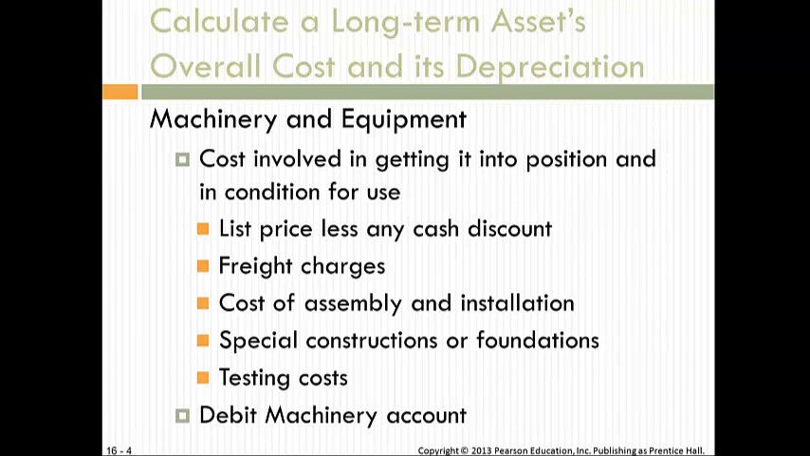Before we learn how to calculate depreciation, we need to learn what is involved in calculating the cost of the asset. The cost of a long-term asset isn't just the price we paid for it. It's all costs involved in getting the asset ready for use. Examples of costs involved in getting an asset ready for use are freight charges, which are also called shipping charges, as well as any cost associated with assembling and installing the asset. Once you've determined all the costs involved, you add them up and debit an asset account, calling it machinery, equipment, or something else descriptive of what it is.